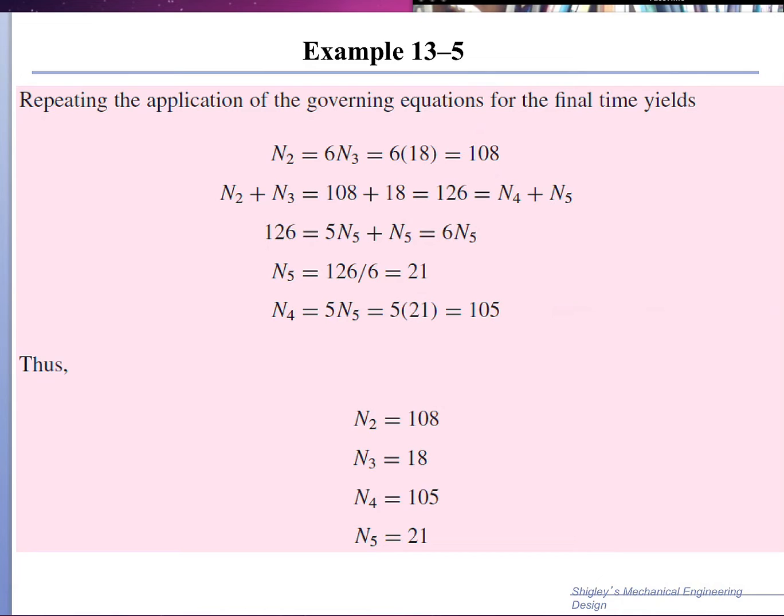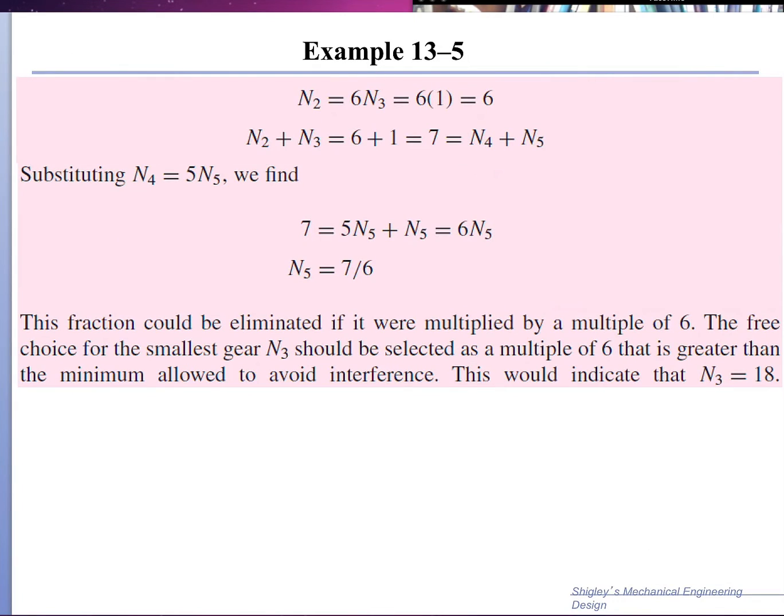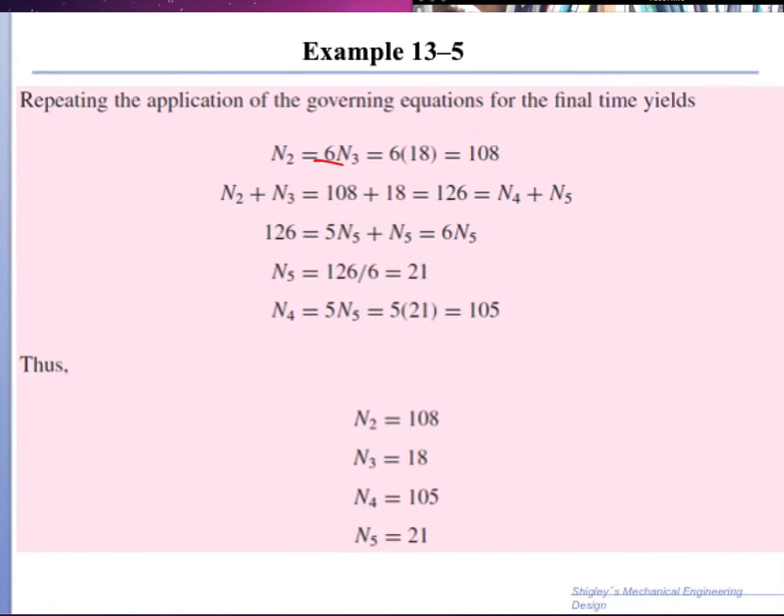So we go back now and we have 6. If you go here, N5 times 6 gives you 7 teeth basically for N5, and N2 will be 6 times N3, and N3 will be 18. Then we proceed with the solution to find all of the numbers of teeth in the system.